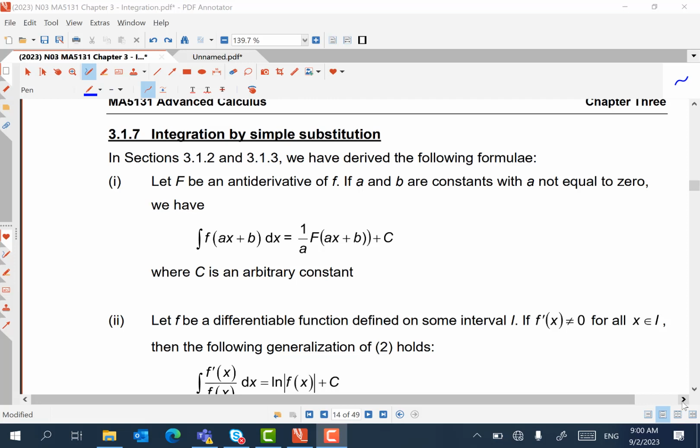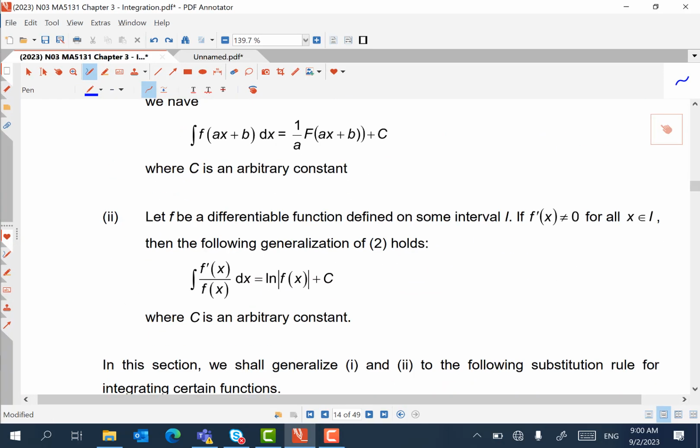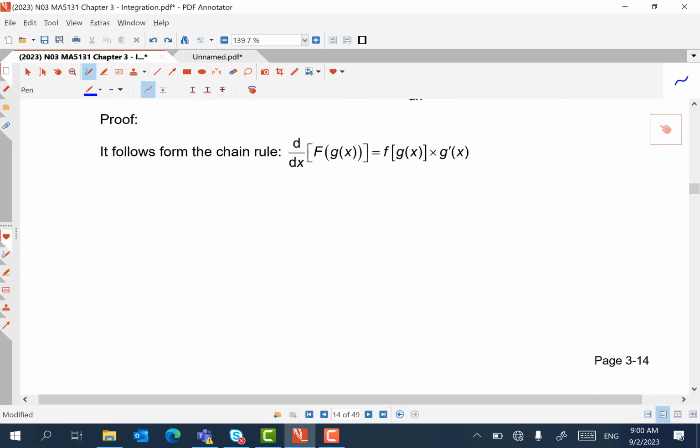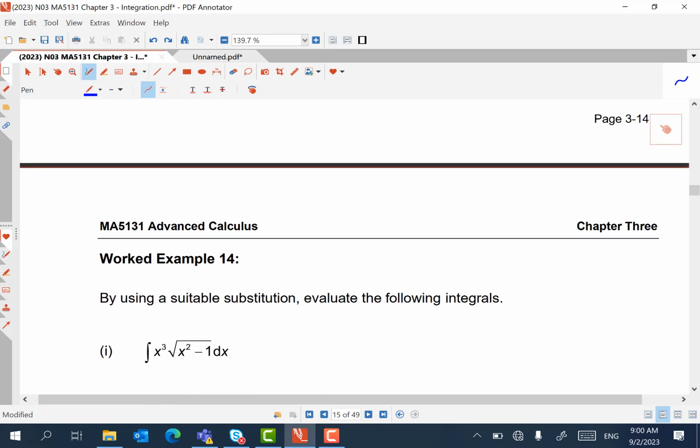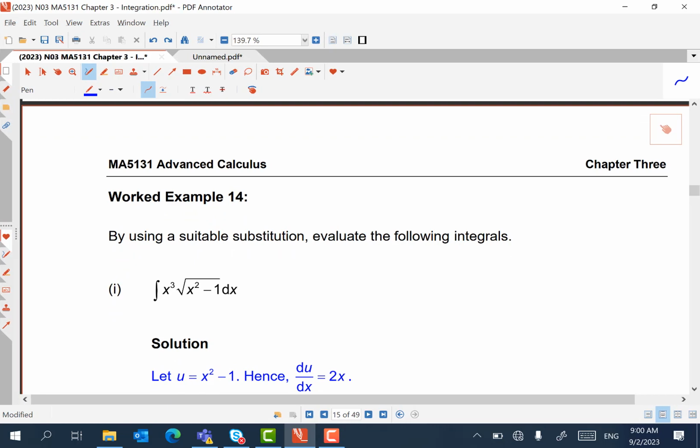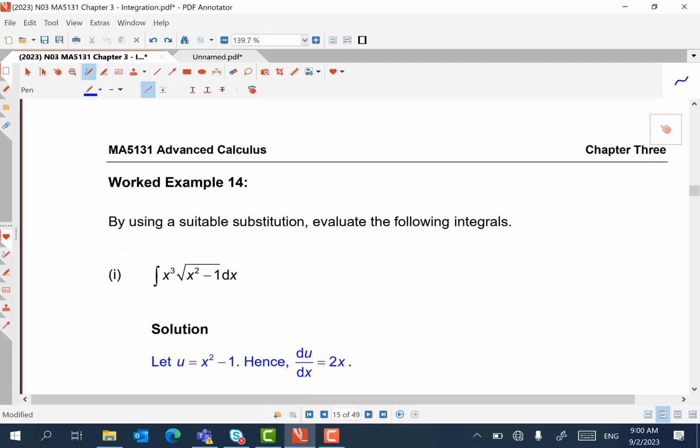Integration by simple substitution. You learned it in earlier years. You learned that to do substitution, like this question, do you remember how to do the substitution? Typically they will tell you, and once you know the substitution to use, like in this case, it tells you to use this. Once you know the thing to use, the rest is just mechanical.